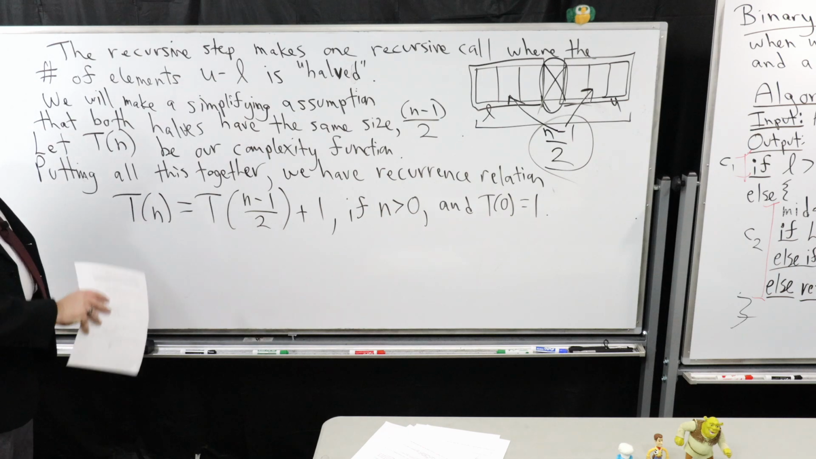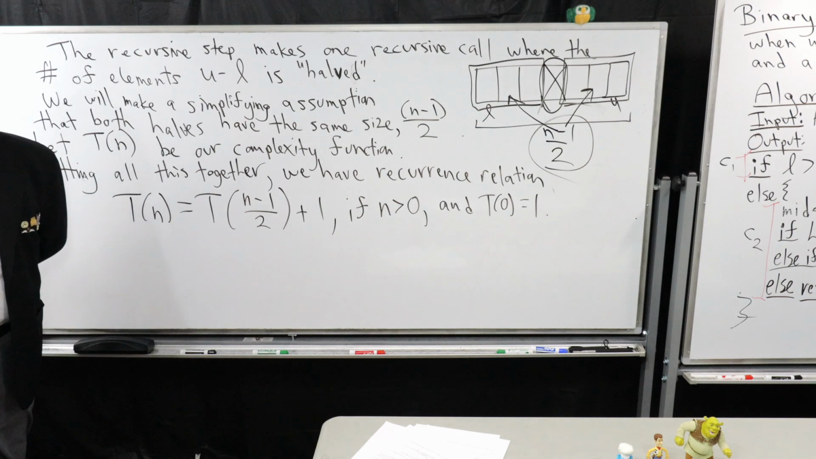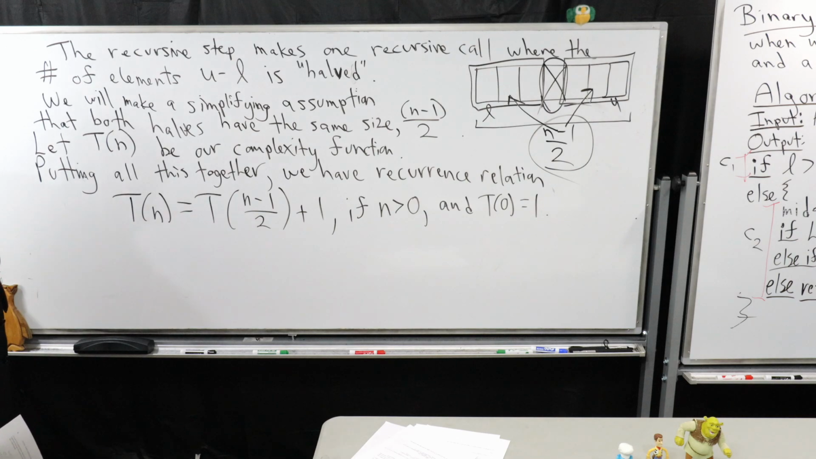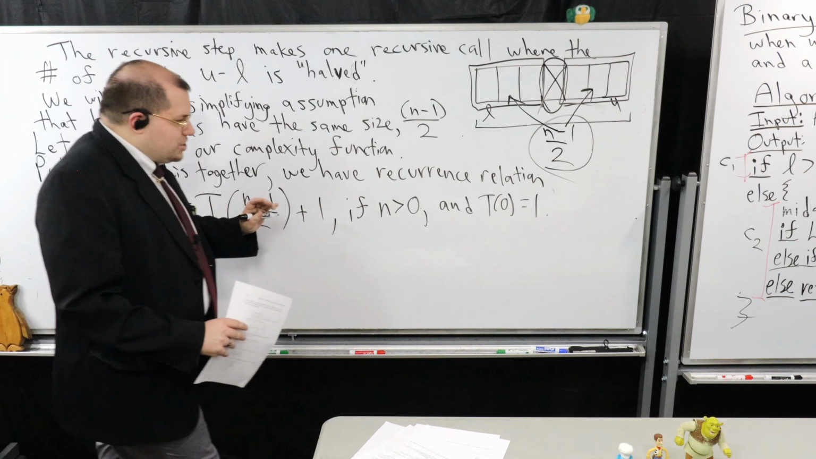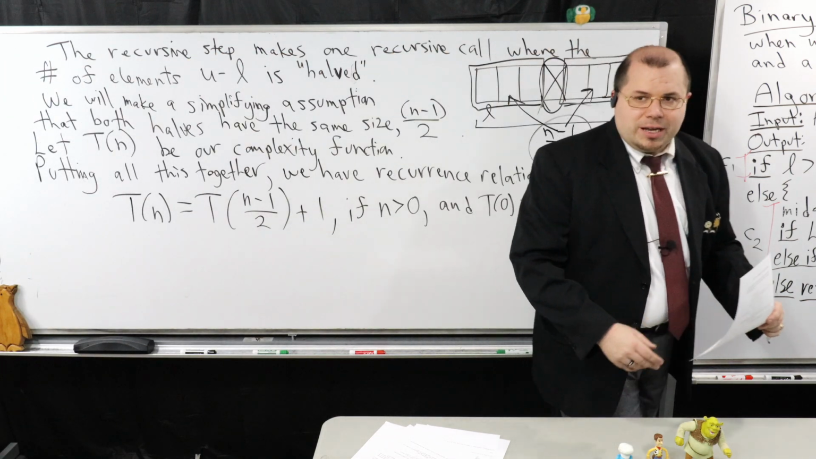But I'll just put 1 there because remember C1 plus C2 is big O of 1. It keeps things a little easier to write down. So anyways, are there any questions about where this came from? Just to be very clear.